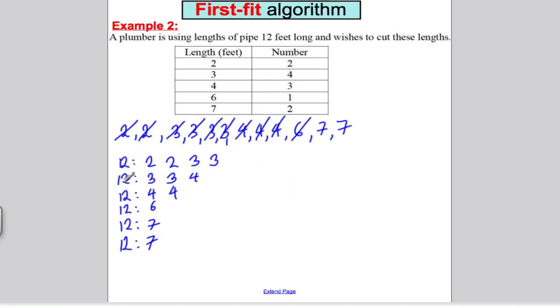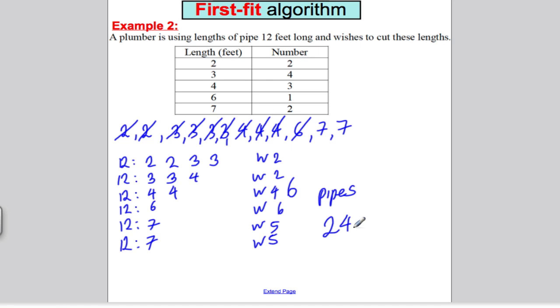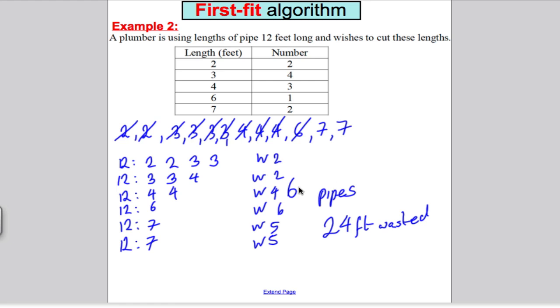What we're saying is we need 1, 2, 3, 4, 5, 6. We need 6 pipes, and the wastage we would have, well, here we only managed 10, here we managed 10, so we wasted 2, wasted 2, wasted 4, wasted 6, wasted 5, wasted 5. So we've got a lot of wastage here, 2, 4, 8, 14, 19 and 24. So 24 feet wasted. Okay, so that's the solution we're getting here with the first fit, which is not very good.